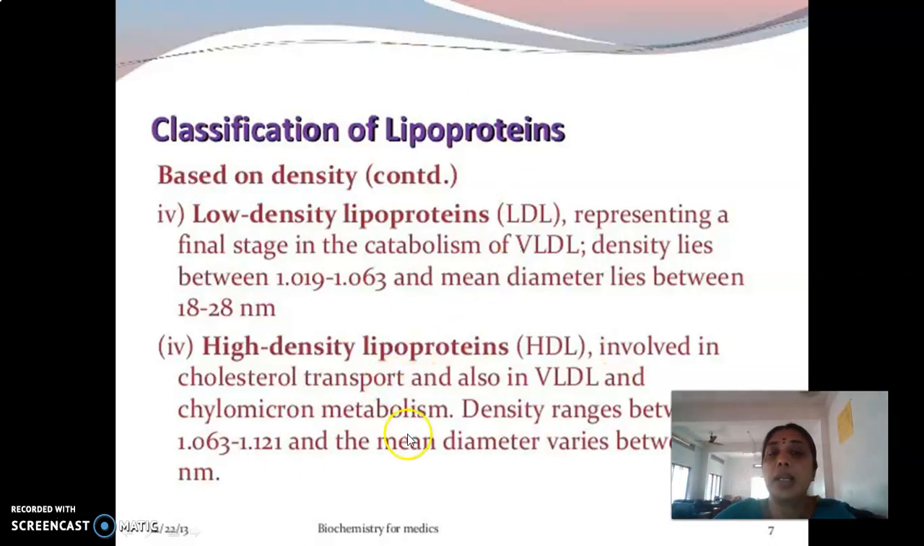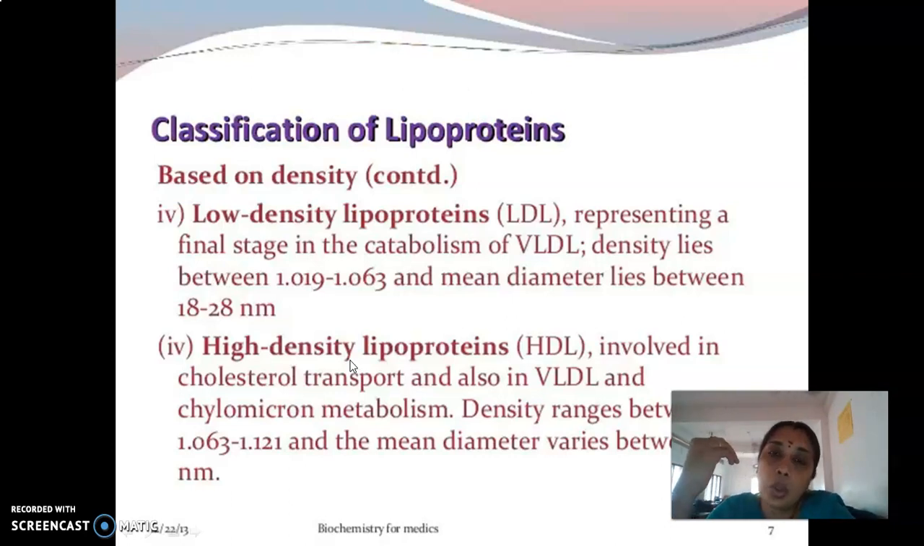Then comes the last class of lipoproteins, which is HDL or high density lipoprotein, which has the least quantity of TG and is also known as good cholesterol. So LDL is the bad cholesterol, while HDL is the good cholesterol, and they are responsible for transportation of cholesterol. HDL transports cholesterol from the peripheral tissues to the liver. That's why it is known as good cholesterol.